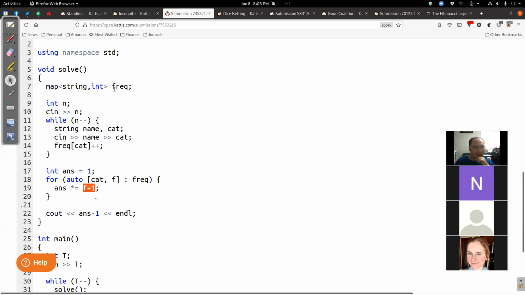Basically I'm looping over the map. All the elements are pairs of string, the key, and the value. So this allows me to not only loop through the elements or the pairs, it also automatically takes them apart. And in here, I actually don't care about the category. I just care about the count. So then I just multiply by f+1. And then at the end, all I'm doing is take the answer and -1 for the case where I decide to choose to not use any disguise in all categories. That's the answer.